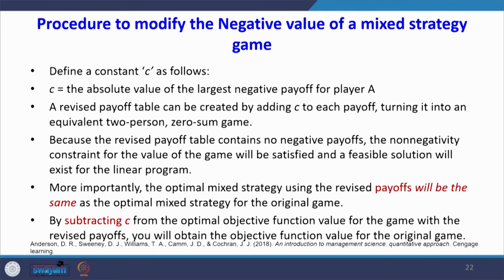More importantly, the optimal mixed strategy using the revised payoff will be the same as the optimal mixed strategy for the original game. By subtracting C from the optimal objective function value for the game with the revised payoff, you will obtain the objective function value for the original game. So, this is the way to handle it if the value of the game is negative.